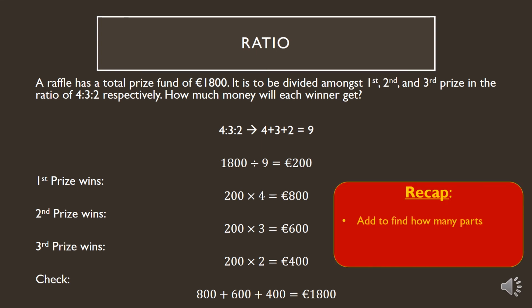So recapping, add to find how many parts, divide to find one part, and then multiply to find the shares for each.